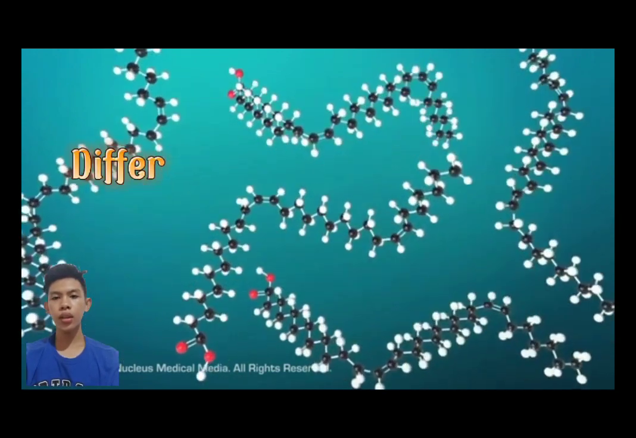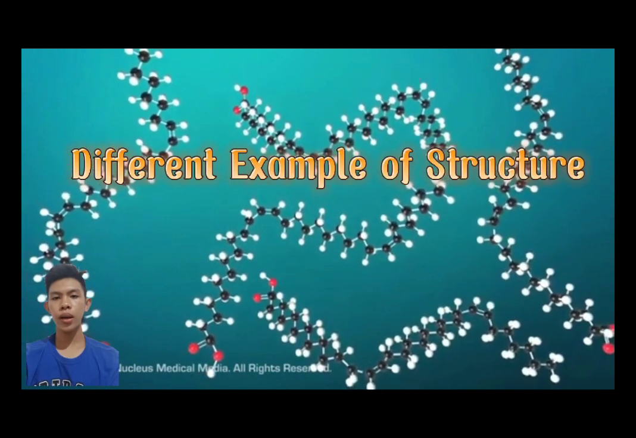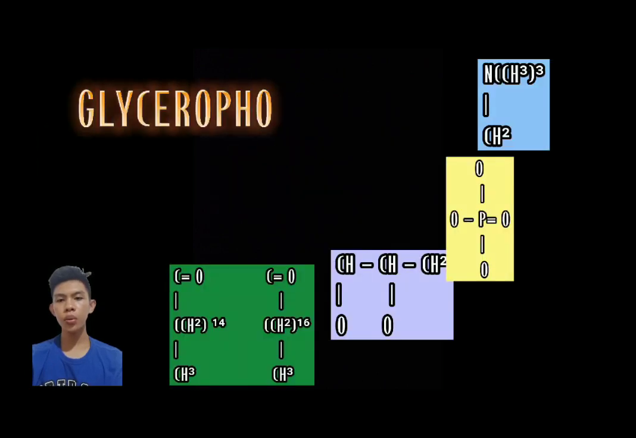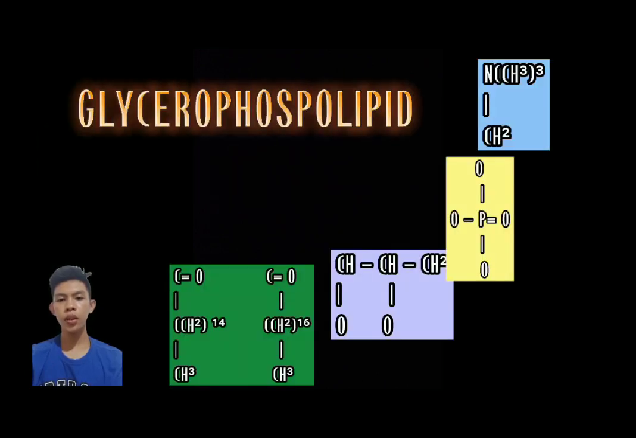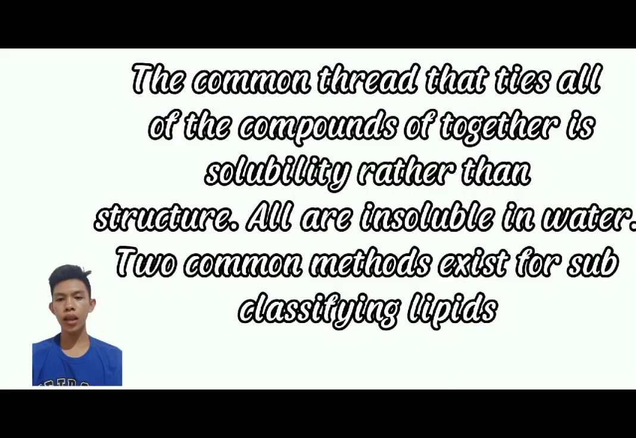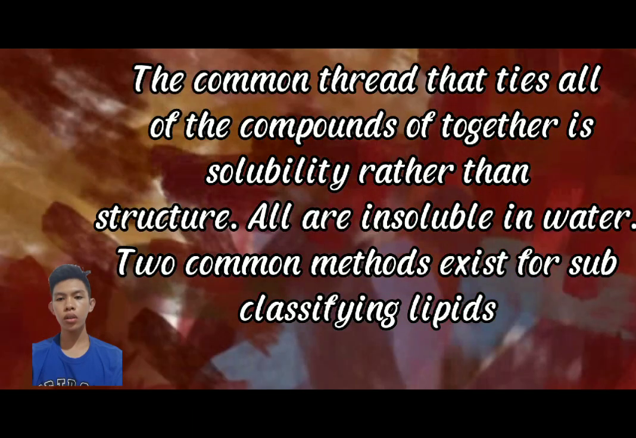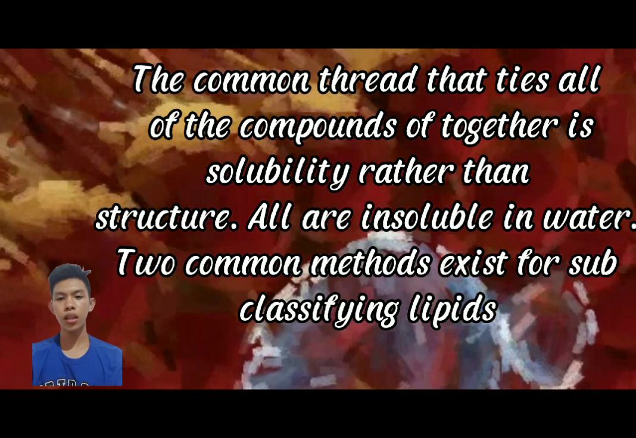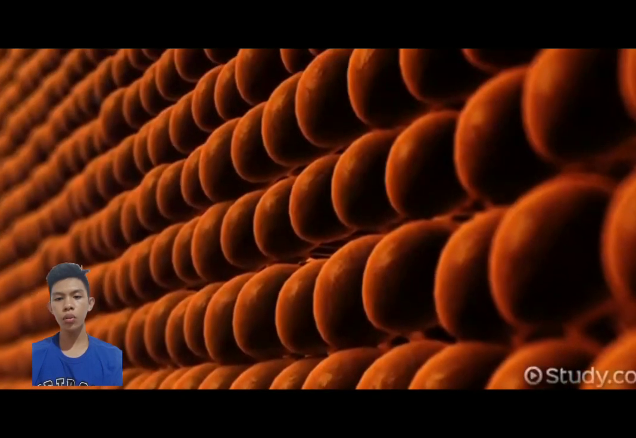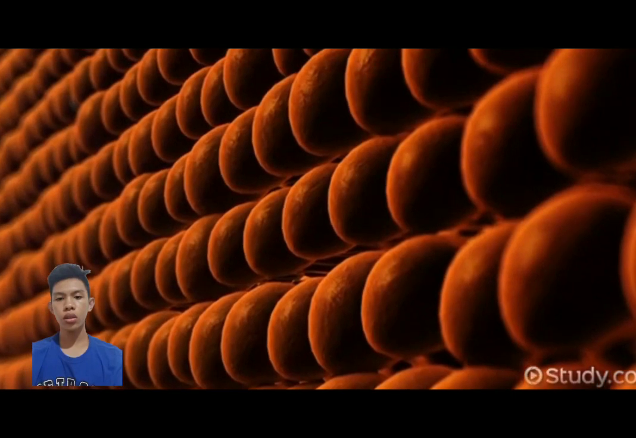Here are the different examples of structure. We have a fat, biological waxes, steroids, glycerophospholipid, sphingophospholipid, and sphingoglycolipid. The common thread that ties all of the compounds together is solubility rather than the structure. All are insoluble in water.